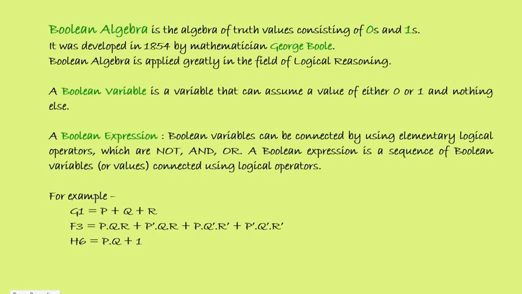Hence, we can see in F3 there are 4 terms. In G1 there are 3 terms because there is no dot operator. Hence, the terms are single terms. In H6, we have P dot Q plus 1. Hence, we have 2 terms.